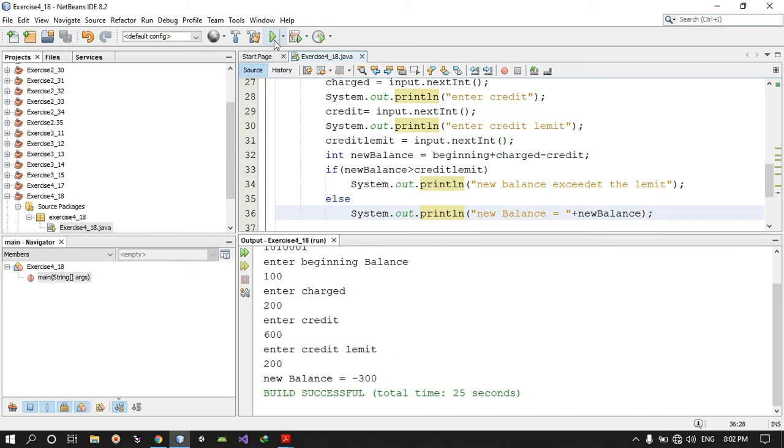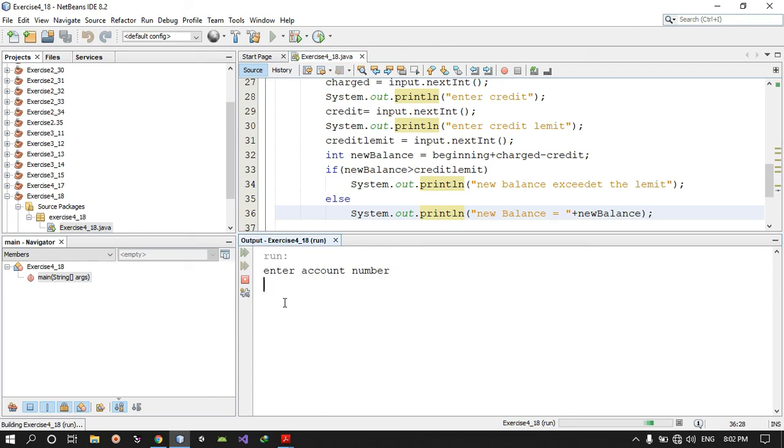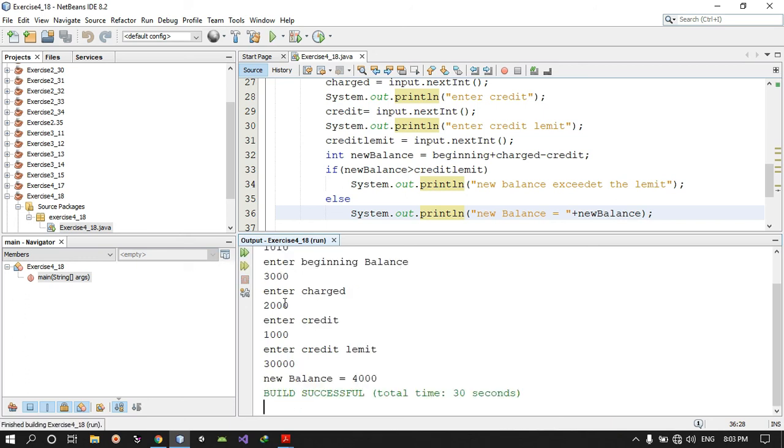So let's run it again. Enter the account number. Enter beginning balance 3000. Charge 2000. And credit is 1000. Credit limit is 30,000. New balance is 4,000. I think the question is solved.